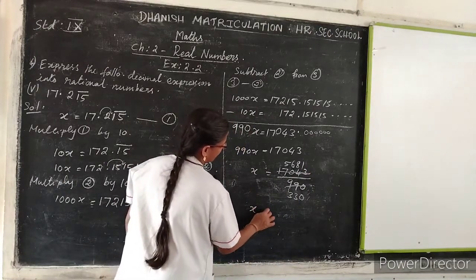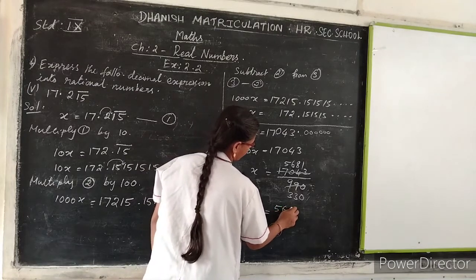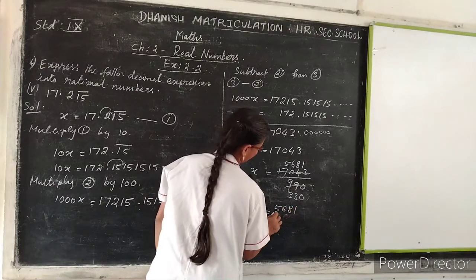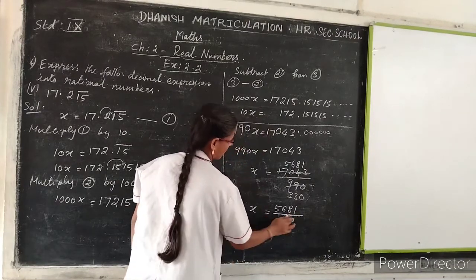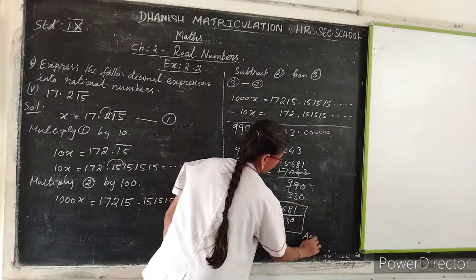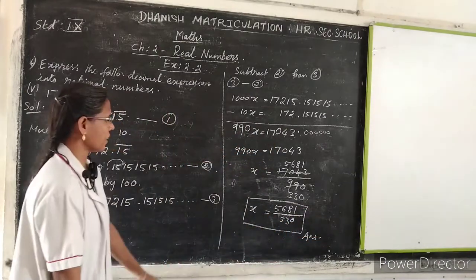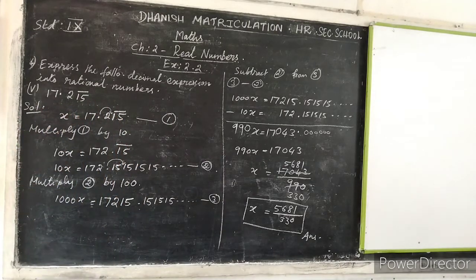So x is equal to 5,681 divided by 330. This is the required rational number for the given decimal number.